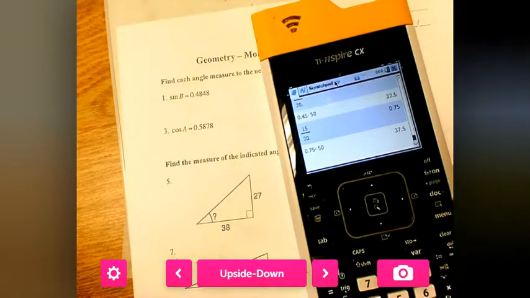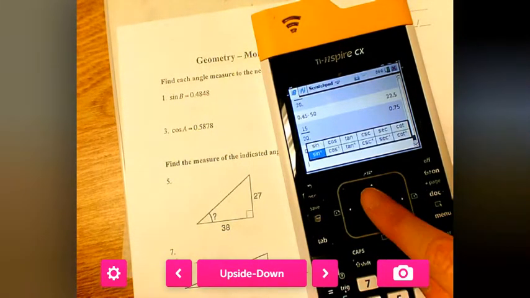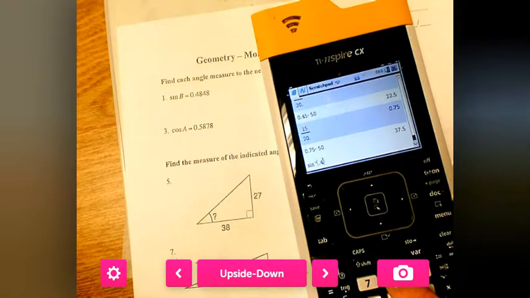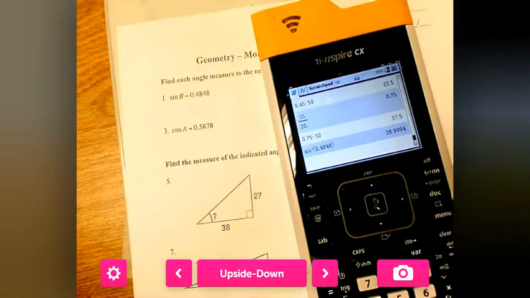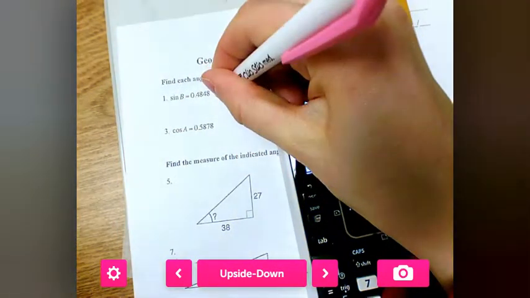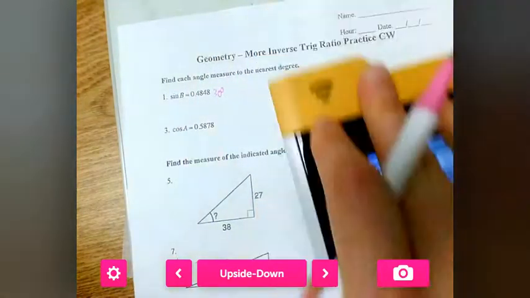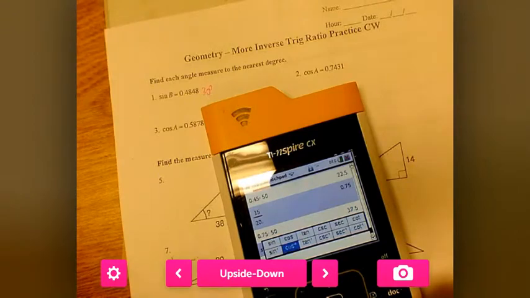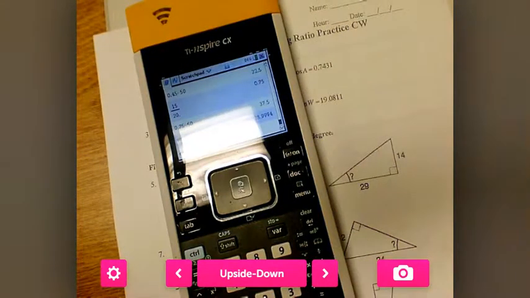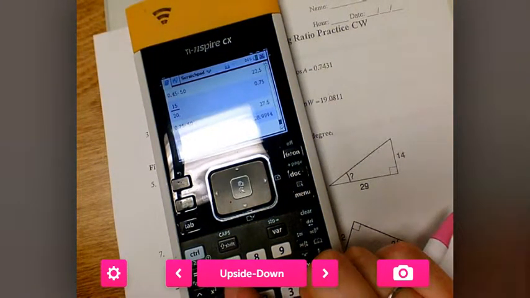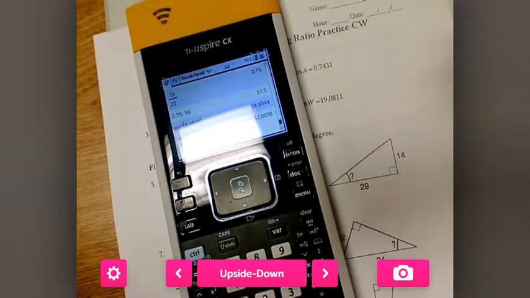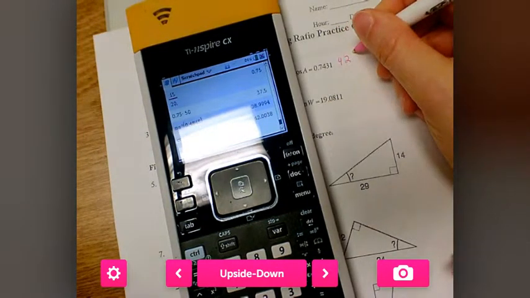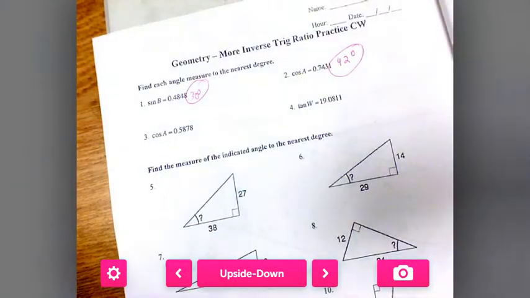But if you put trig inverse sine 0.4848, it gives you the answer. It's 30 degrees. I'd round to the nearest degree. Number 2, we're going to put inverse cosine. So that's cosine with the -1. And then we're going to put 0.7431. And that gives us 42 degrees. You guys get it? All right, I'm not going to keep going. But literally, you're going to put the inverse in there.